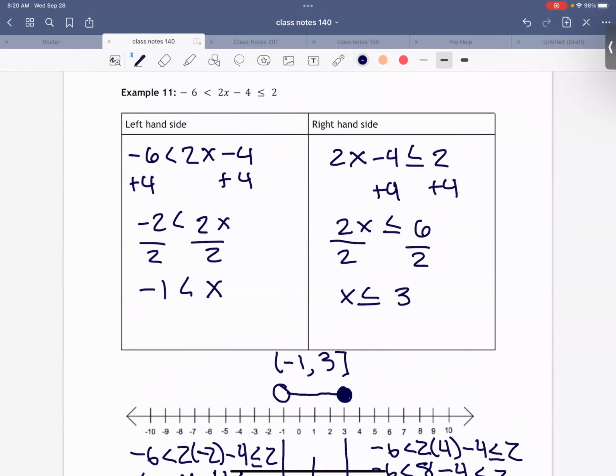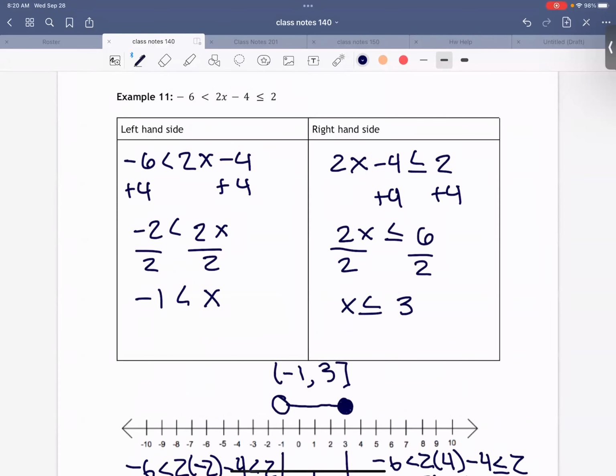Okay, so I got Ainsley to write up the left-hand side and the right-hand side of this problem. Ainsley, do you want to go over the left-hand side? Nice job. And the right-hand side kind of goes along the same page here.